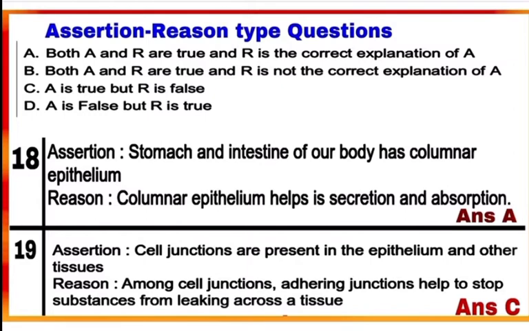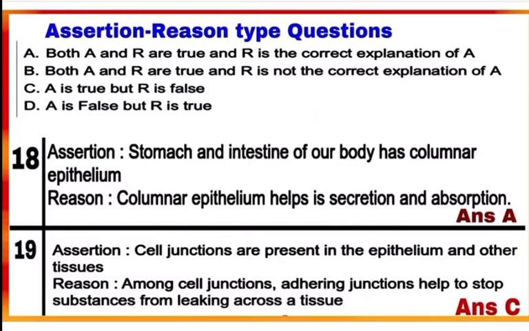The columnar epithelium is composed of single layer of tall and cylinder cells. Their nuclei are located at the base, found in the lining of stomach and intestine, and they help in secretion and absorption. So, mark A as the correct answer. Both A and R are true and R is the correct explanation of A.